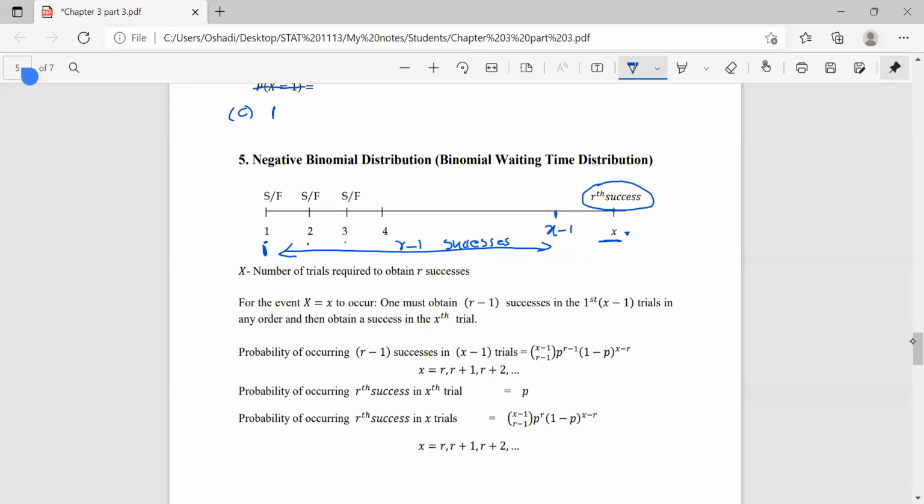Only when the x-th trial is a success does it become r successes. So within x minus 1 trials, there should be r minus 1 successes in any order.